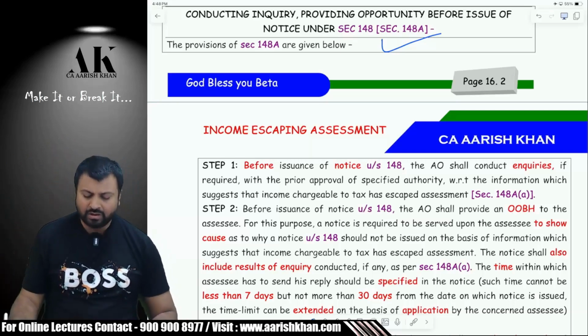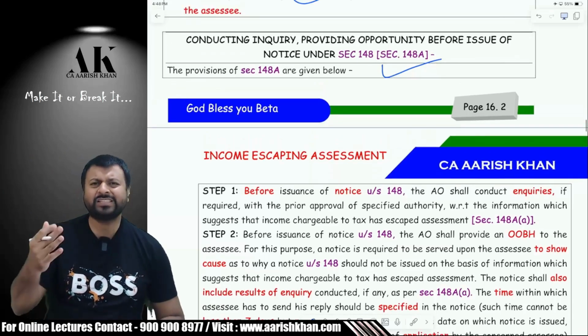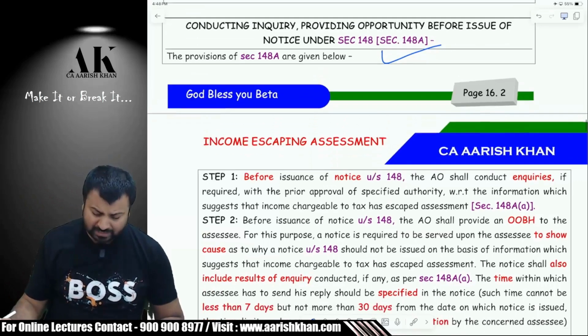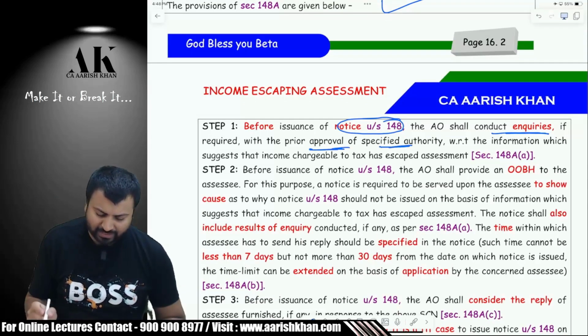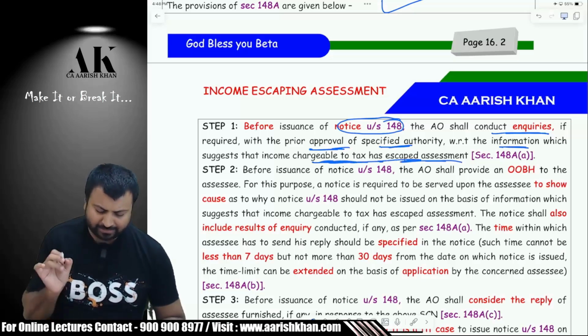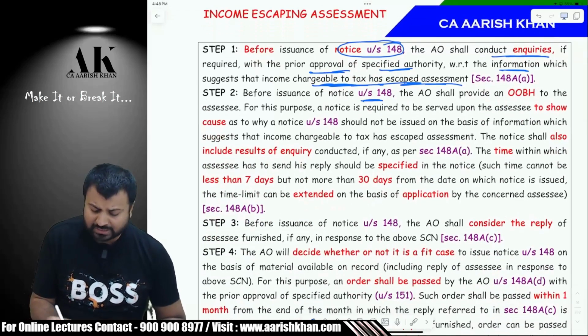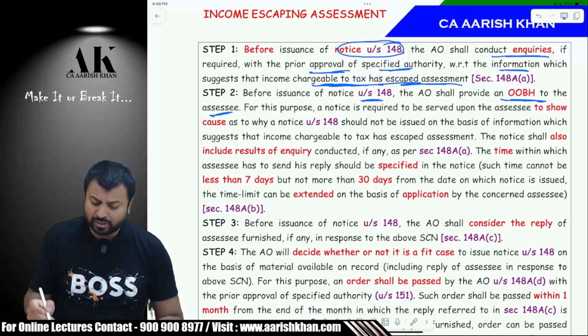Now, let us talk about what is an inquiry notice. Inquiry notice is nothing but the opportunity of being heard given to the assessee. Before issuing notice under 148, the AO shall conduct inquiry with the prior approval of the specified authority that the information suggests that income chargeable to tax has escaped assessment. So, before issuing the notice under 148, the AO shall give an opportunity of being heard to the assessee.